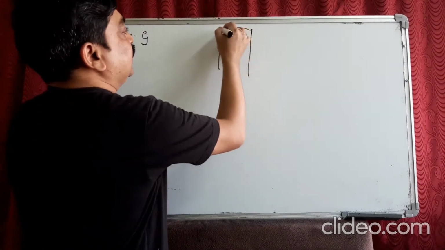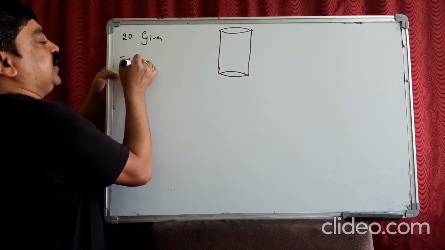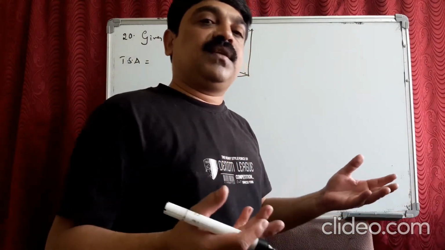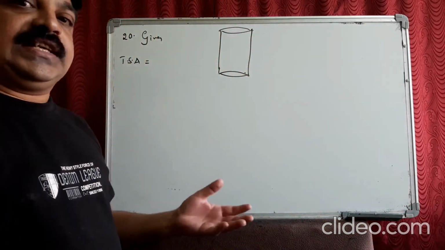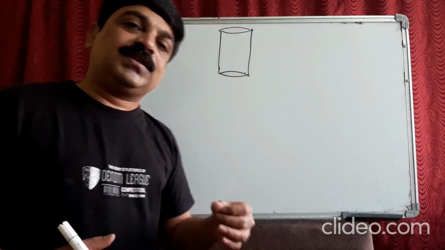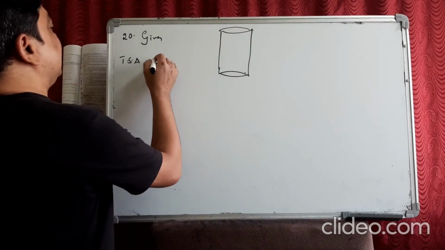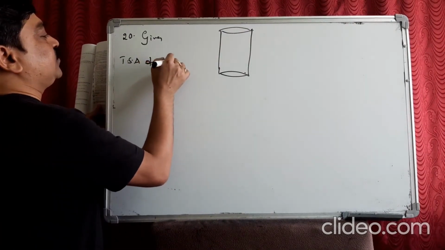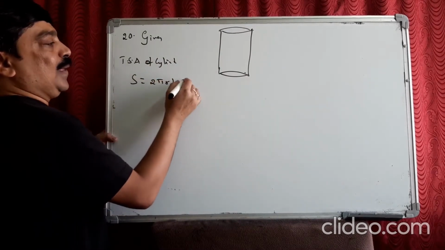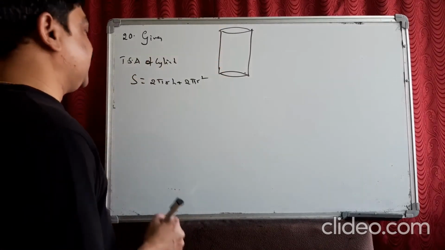This is about a cylinder. Given TSA of cylinder only. Suppose if it is lateral surface area or curved surface area, definitely they would give us CSA. But they didn't give anything and they told us only surface area. It means that it is total surface area. TSA of a cylinder I take it as S: 2 pi r h plus 2 pi r square. This is the total surface area of a cylinder.